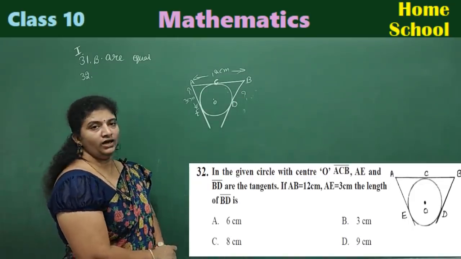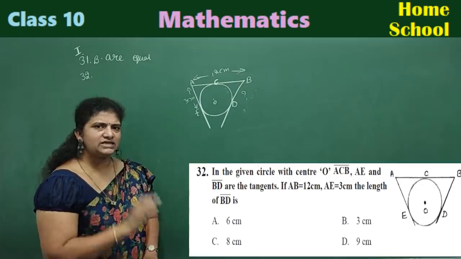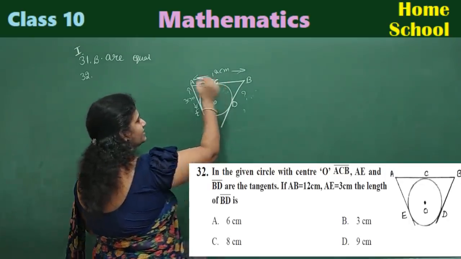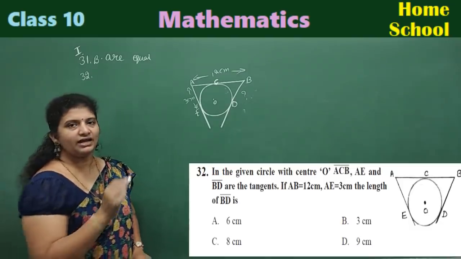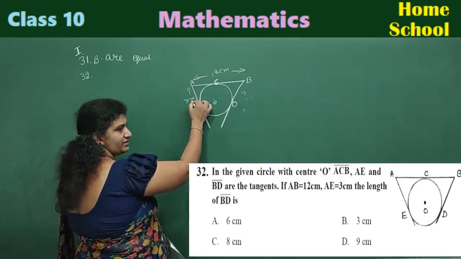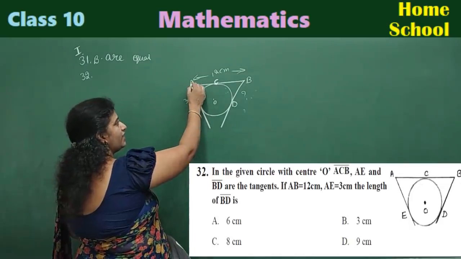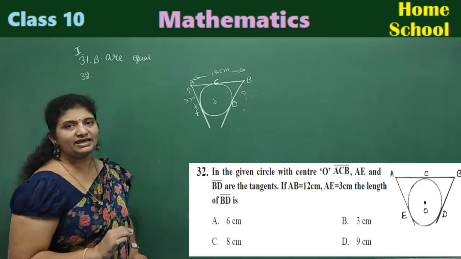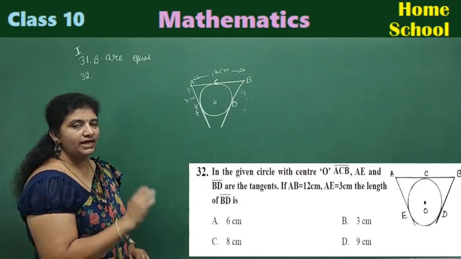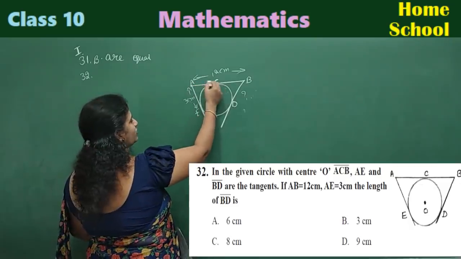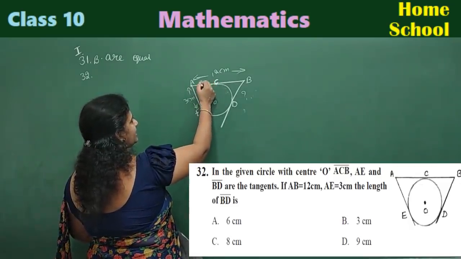Observe here carefully. Though they have given ACB is a line, I can see C point is touching the circle and I can say AB is also a tangent. And now we know this 3 centimeters. Here if I consider A is an external point, AC and AE are the tangents. Then the length of the tangents will be equal. Then A to C is 3 centimeters.